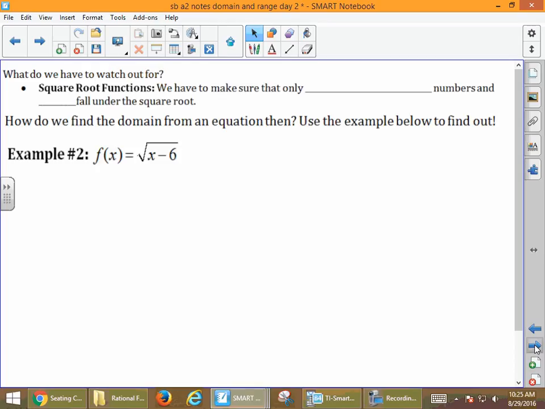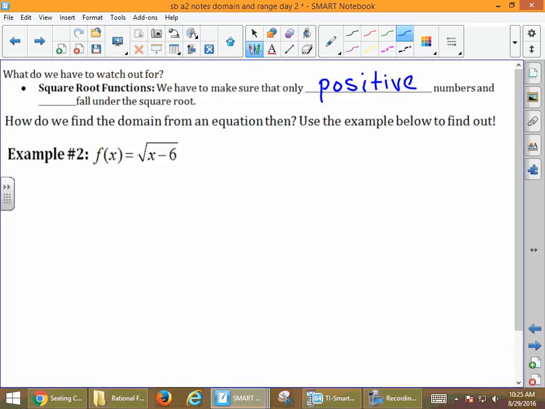It says, what do we have to watch out for in a square root function? Well, in a square root function, we need to make sure that only positive values and 0 fall underneath the square root. We cannot take the square root of a negative number. So what we do to solve it is we're going to take x minus 6, the value underneath the radical, and we want to represent something that's positive or 0. Well, greater than or equal to 0 will take care of that category. Greater than 0 means positive numbers. And then we've got the equal to, there's the 0.